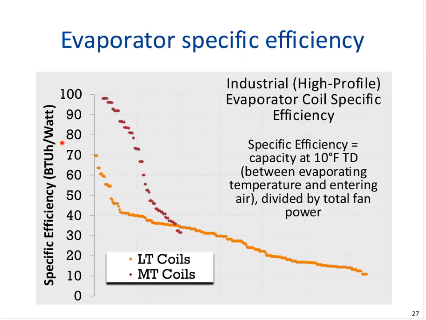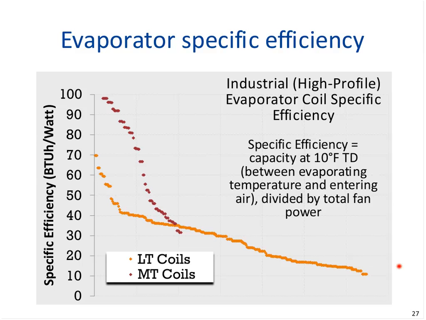So notice a really efficient low-temperature coil could convey, say, 60 BTUs per fan watt, where an inefficient one might only convey 20 BTUs. So this would take three times more fan energy to get the air across the coil as this one. And also with the medium-temperature coils, we can see a similar behavior. These would be considered efficient coils, then everything down at the bottom on medium or low-temp here, inefficient coils.